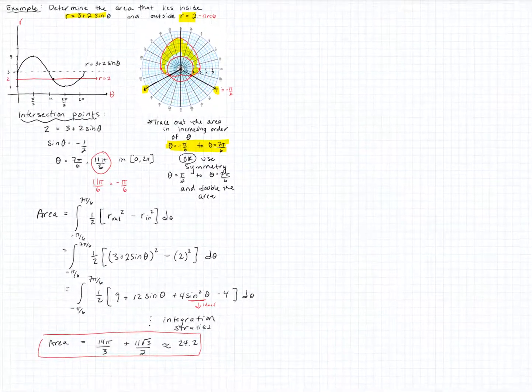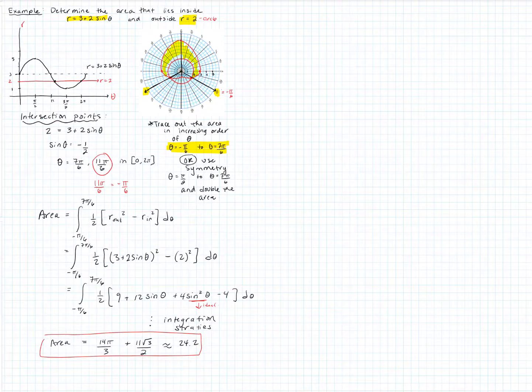If we were to extend this a little bit further and say, what if instead of this area that's inside this cardioid and outside the circle, what if we wanted the area inside the circle but outside the cardioid? It would flip the outer and the inner radius. So if we instead wanted this little piece of area that's down in the bottom, we would be looking at flipping the functions.